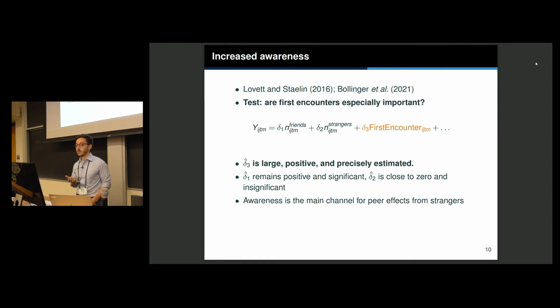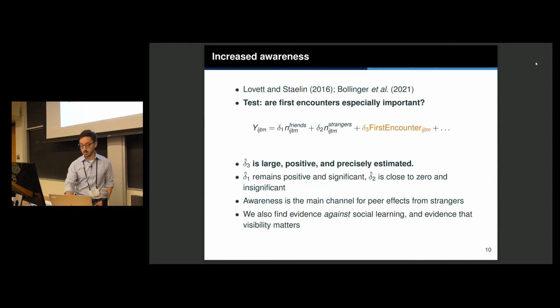So we basically have a story where perhaps awareness is the main channel for peer effects from strangers. You interact with a stranger, they make you aware of the product, but after that, there's nothing more to be gained from interacting with strangers. You can interact with more strangers, you're already aware of the product. It's not leading to any marginal increase in the propensity to adopt. Versus with friends, it seems like even after that first encounter, there is an increase in the marginal propensity to adopt. So the question is, why is that happening?